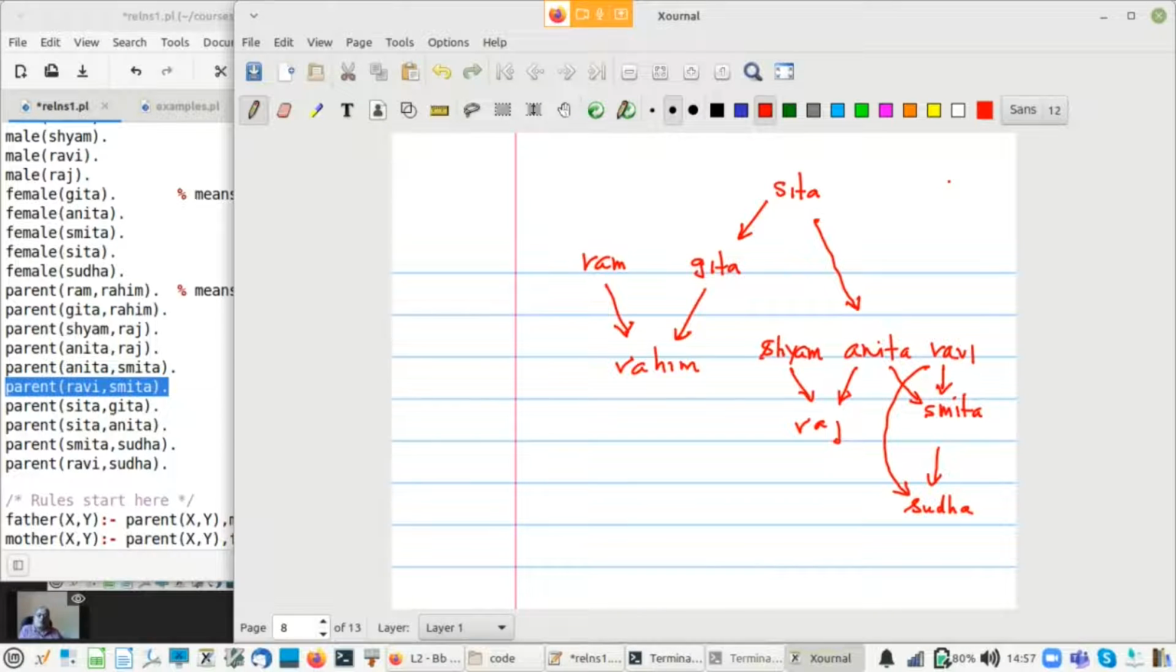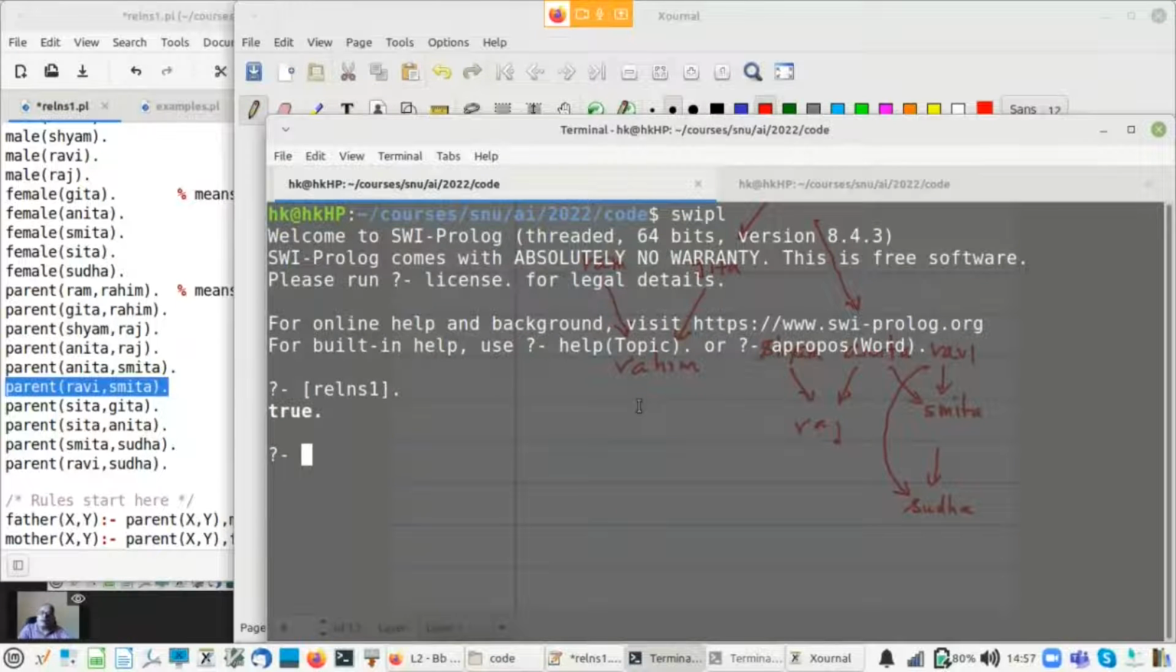So, but this is interesting. So now let's see what happens. We'll read it in again. So another way to read it is using the consult predicate. This is a built-in predicate, and you can do the same thing.